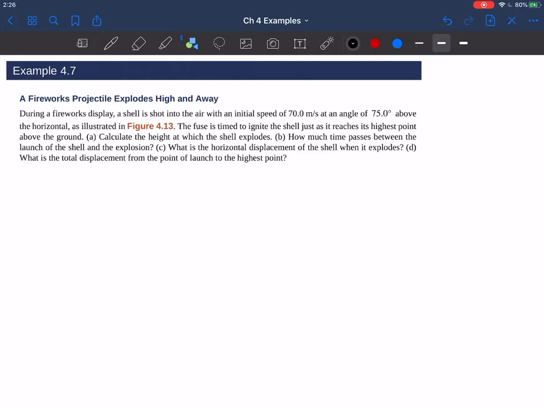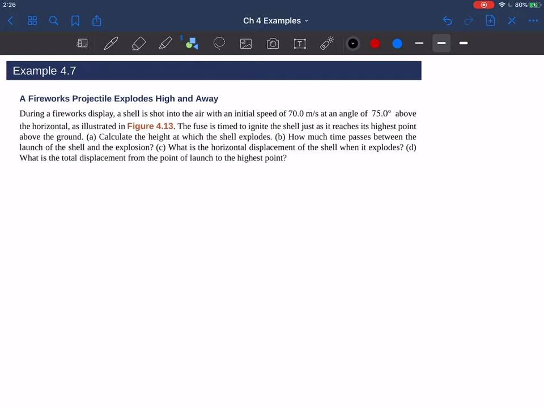Okay, so in part A, we calculate the height at which the shell explodes. In part B, we calculate how much time passes between the launch of the shell and the explosion. In part C, we find what is the horizontal displacement of the shell when it explodes. And finally, in part D, we calculate what is the total displacement from the point of launch to the highest point.